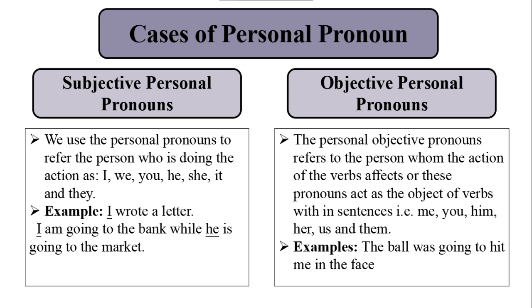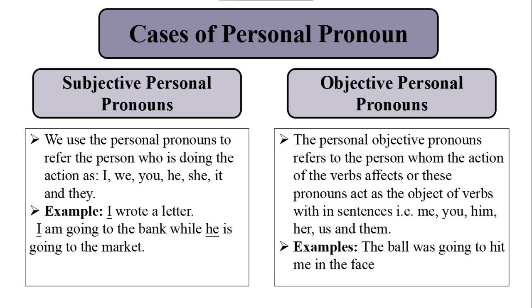If subjective pronouns are the actors, then objective personal pronouns are the ones getting acted on. You got it. They refer to the person whom the action affects. Or you could say they act as the object of the verb. These are me, you, him, her, us, them.